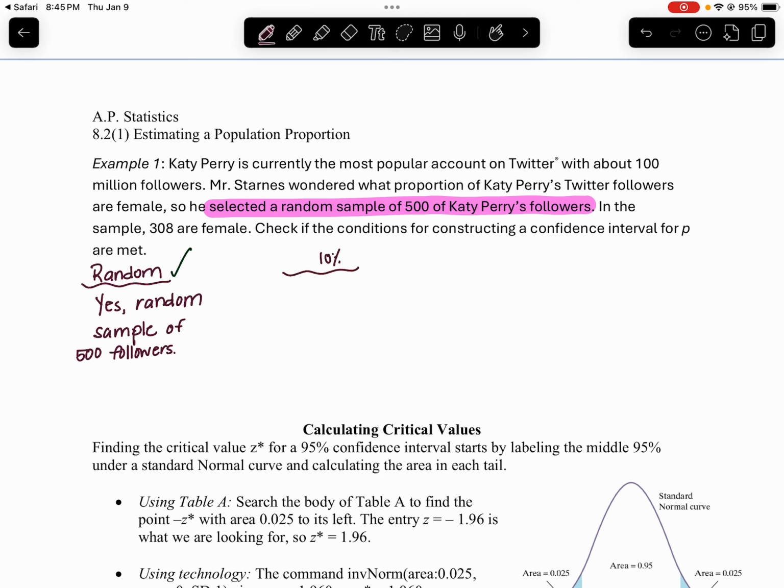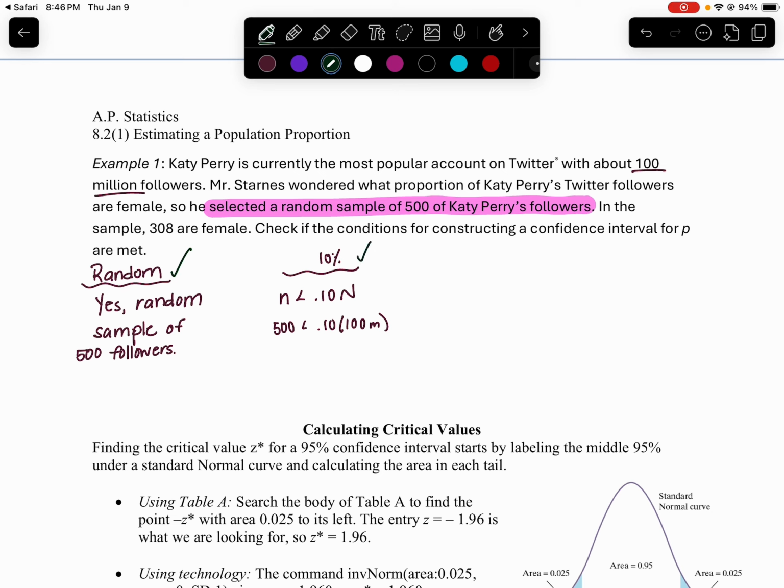Next, we need to make sure that our 10% condition is met. Okay, so is our 10% condition met? So that means, is my sample less than 10% of my entire population? So is 500 less than 10% of, and it says she has about 100 million followers. So we could write out 100 million, okay? And that is another check, okay? The 10% condition is met. 500 is less than 10% of that.